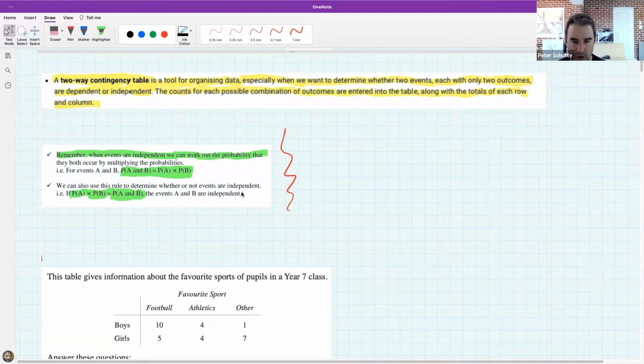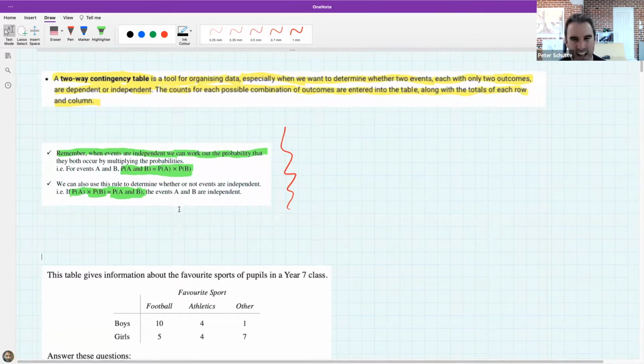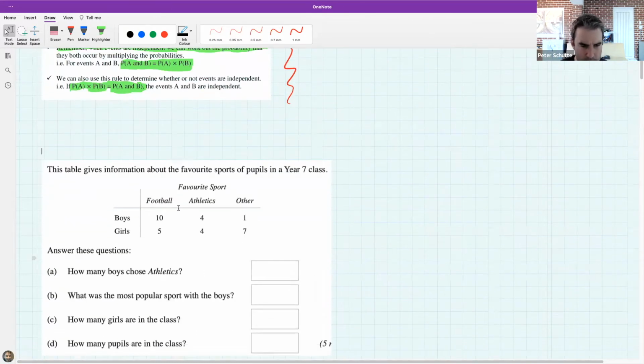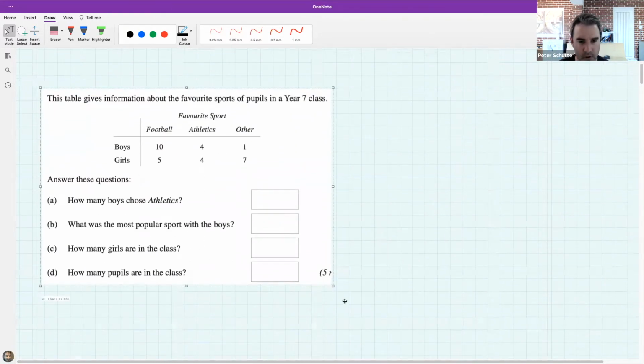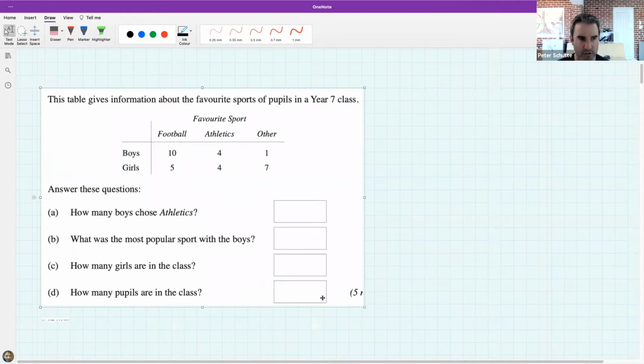Okay, so all I want you to think about is we're going to be looking at tables of data, and the tables of data relate to these two events with two outcomes. And then we're going to try and use those tables to often show that those two events are independent. That's kind of the summary. But let's just start with a very simple interpretation of data.